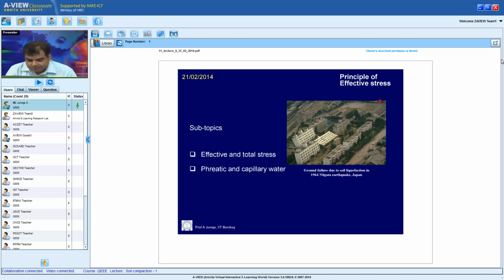We'll also introduce soil capillarity. So we'll introduce what the phreatic surface is, that's the groundwater table, and also look at what capillary action is in soils. That's called capillarity. So let's begin.